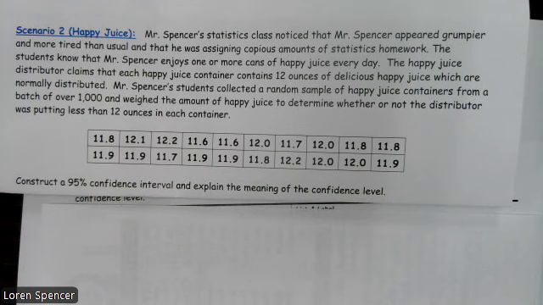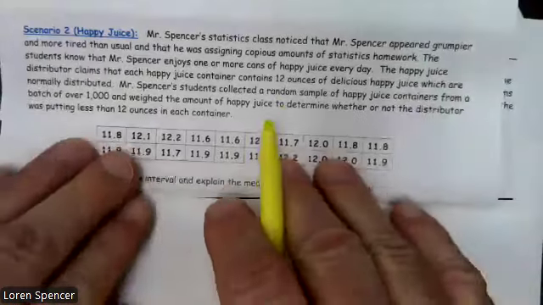This is the pre-quiz, and this is the confidence interval for Mr. Spencer's Happy Juice. Mr. Spencer's statistics class noticed that Mr. Spencer appeared grumpier and more tired than usual, and that he was assigning copious amounts of statistics homework. The students know that Mr. Spencer enjoys one or more cans of Happy Juice every day. The Happy Juice distributor claims that each container contains 12 ounces of delicious Happy Juice.